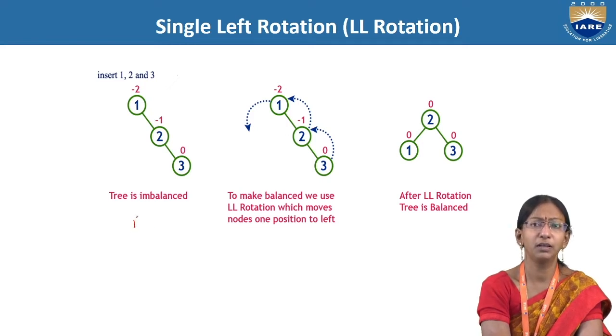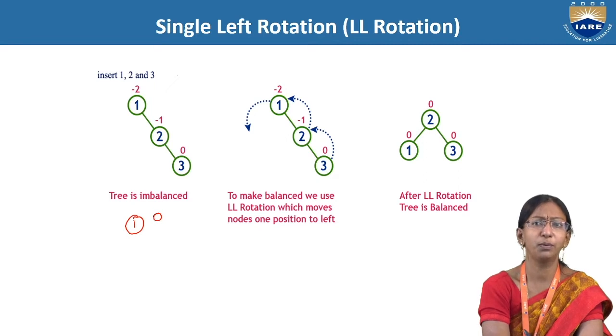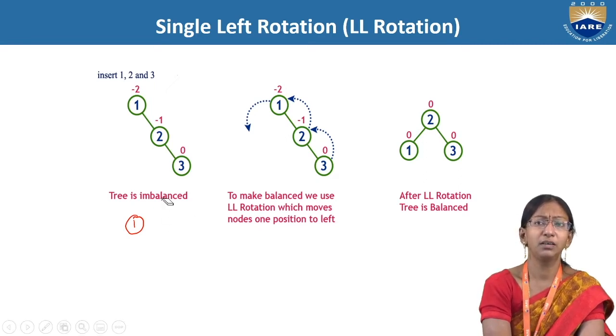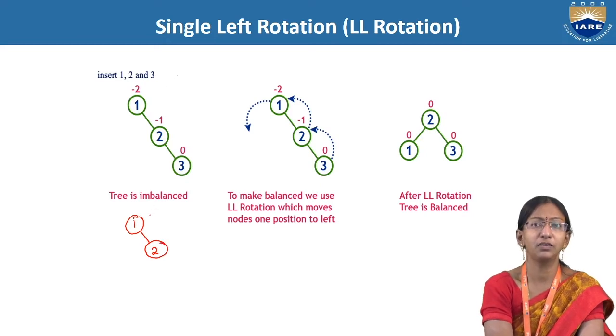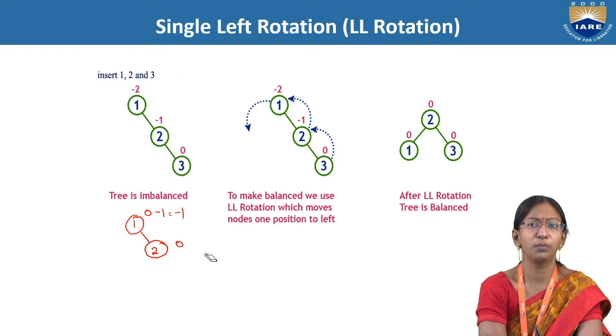When I insert 1 here, let me calculate the balance factor. As it is a single node, its balance factor is going to be 0. No problem with this. Then let me insert 2. As 2 is greater than 1, it is going to sit as the right child. Now let's calculate the balance factors. The height of the left subtree is 0, whereas the right subtree is 1. So the balance factor will be -1. Whereas for 2, as it is a leaf node with no left or right child, its balance factor is 0. Even here, there is no problem, right?